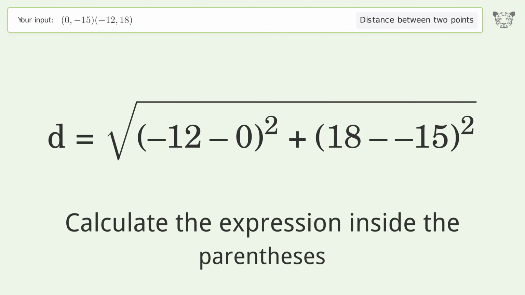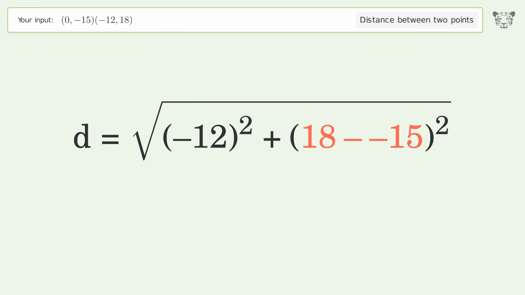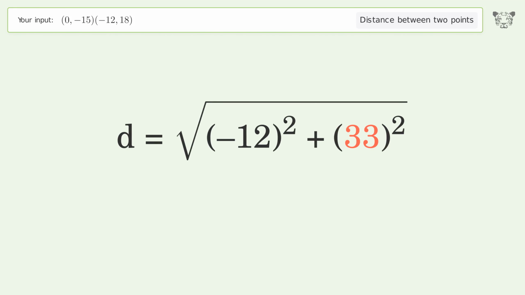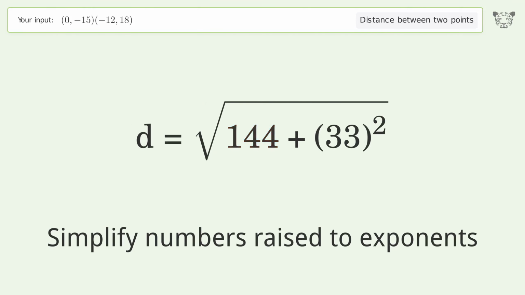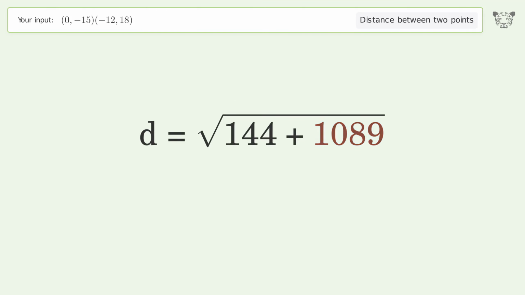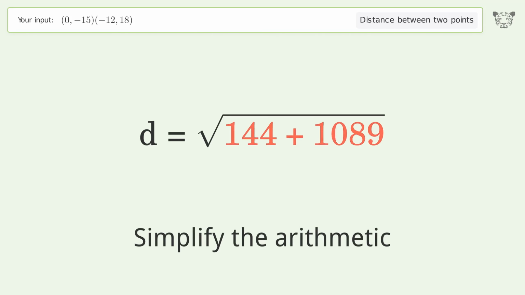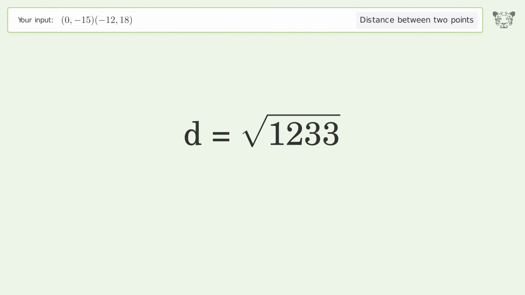Calculate the expression inside the parentheses. Simplify numbers raised to exponents. Simplify the arithmetic. And so the distance between the 2 points is the square root of 1,233, or 35.114.